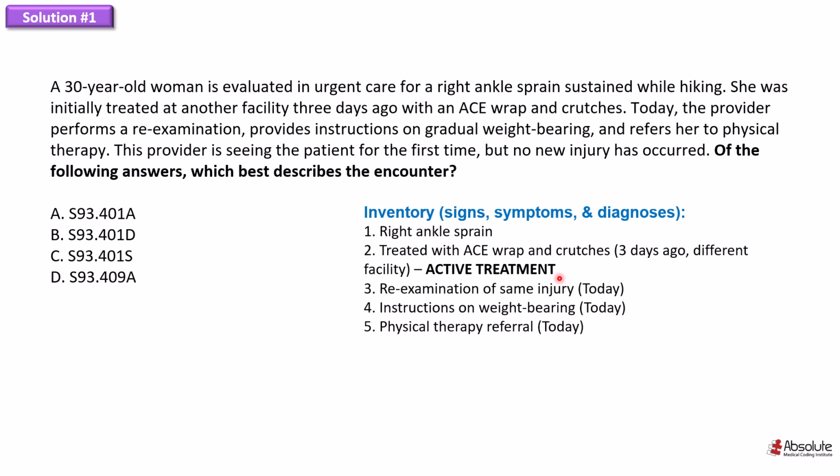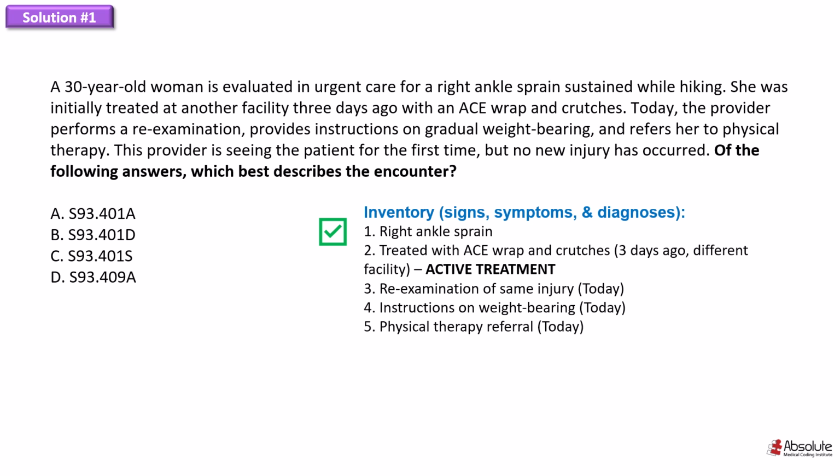This is a teachable moment and a learning moment. All right, so this is active treatment. This is the active phase 3 days ago. But today, the patient's here for a re-examination of the same injury, also instructions on weight bearing, and a referral for physical therapy. Okay, coders, I know we probably don't have the same, but just let this marinate a little bit. All right, so what is the first listed code? If you said right ankle sprain, way to go.